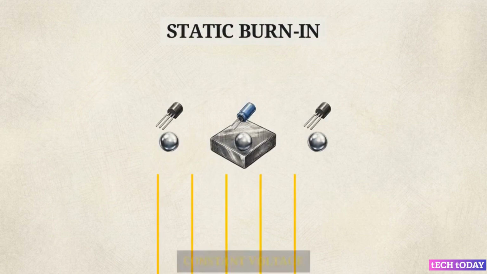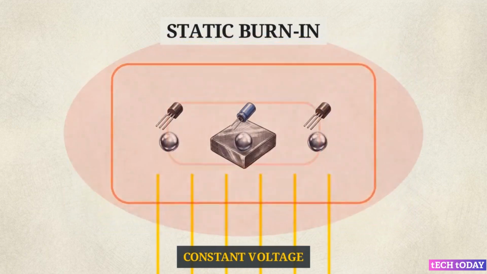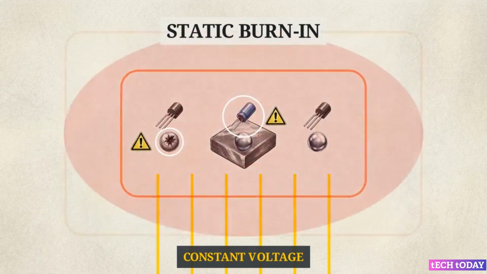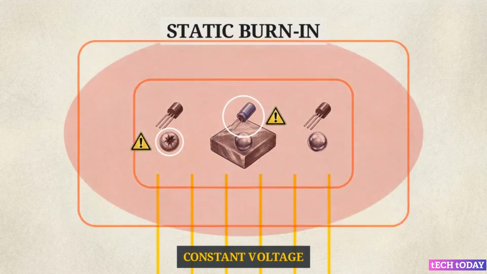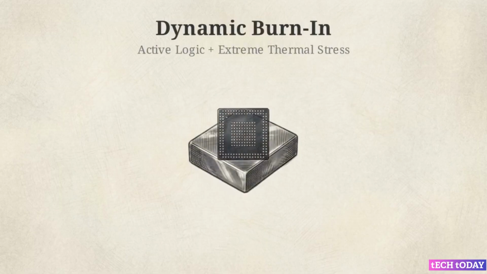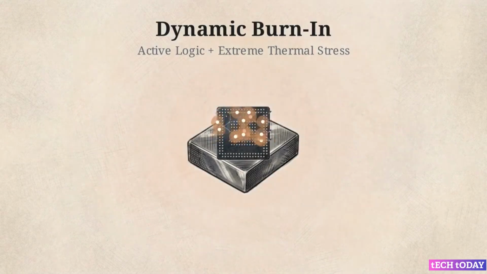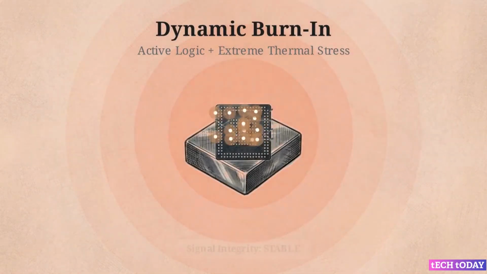The component is subjected to constant heat and elevated voltage, but it sits idle. The goal is to use thermal stress to reveal physical defects like weak solder joints or faulty capacitors. While cost-effective, static testing is limited. It misses the complex logic and timing errors that only appear when a microprocessor is actually switching between states. Dynamic burn-in is much more aggressive.